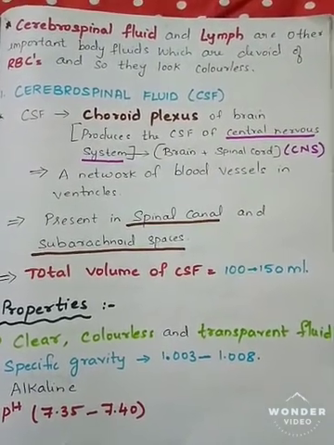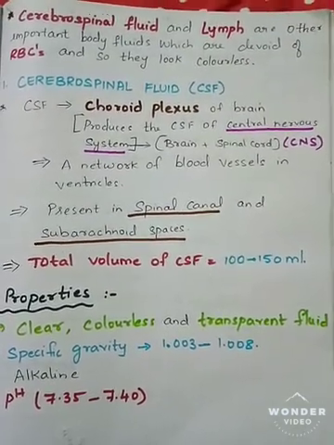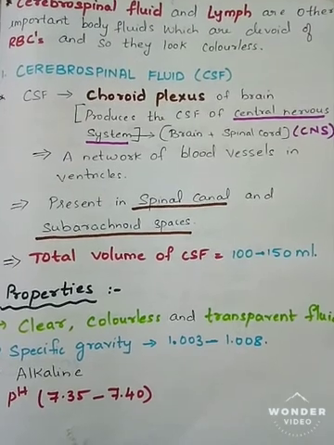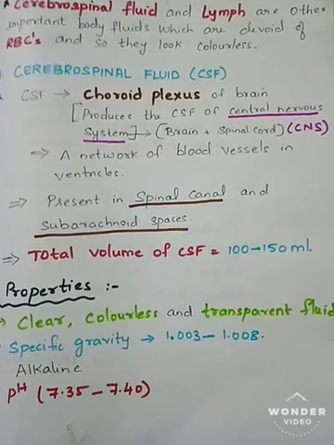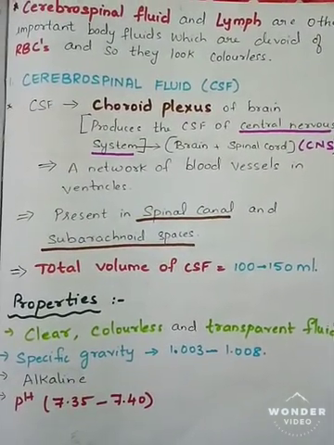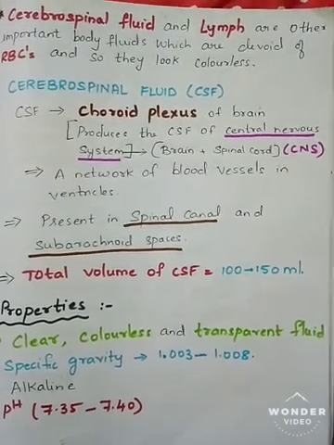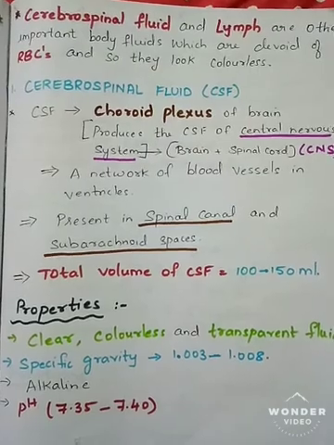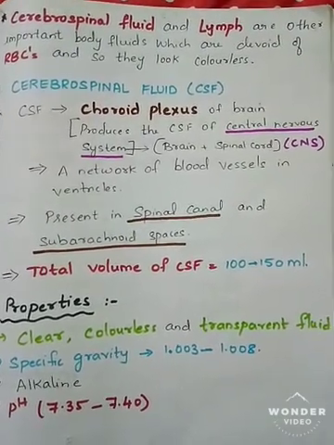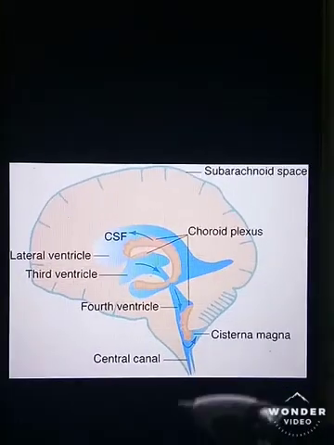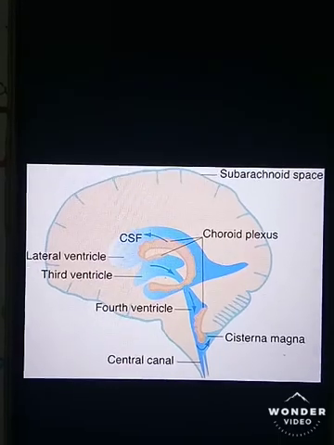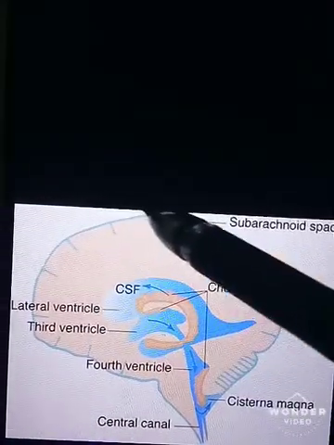So the main things that provide protection to the central nervous system are our protective tissues, the meninges, and also this fluid, cerebrospinal fluid. So you can answer: cerebrospinal fluid provides protection to the organs of the central nervous system. Ventricles are also present in the spinal canal and subarachnoid space. The total volume of cerebrospinal fluid is 100 to 150 ml. These are the ventricles and this is the subarachnoid space. This is the choroid plexus and the CSF is present here.